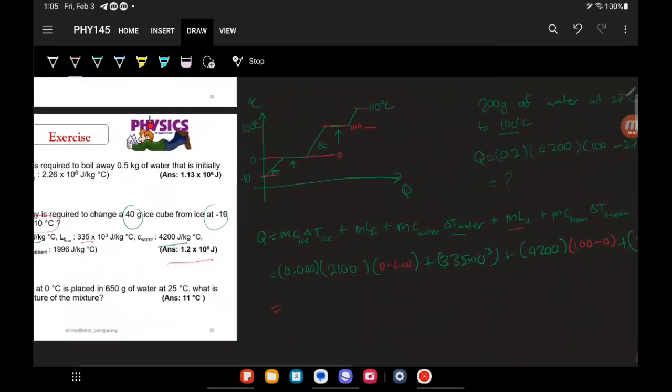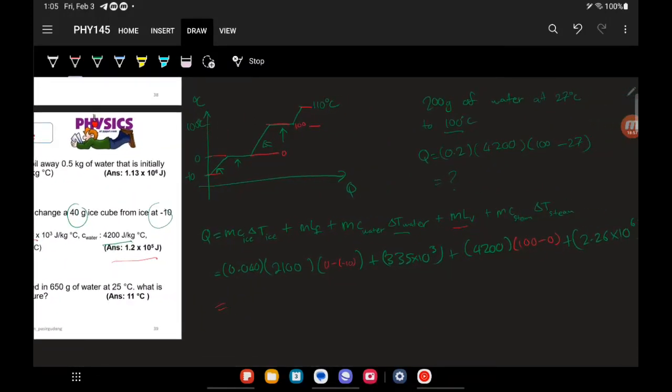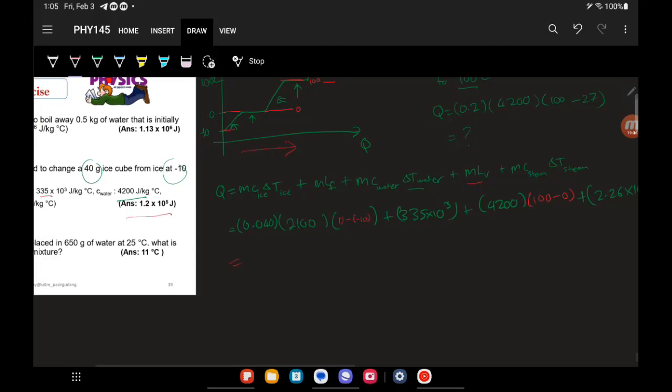If you look here, the reason we add up all these terms is due to the direction of the increase of Q. But if I were to do the same thing in reverse, eventually you would get the same answer. You can do it after this. You should get the answer 1.2 times 10 to the power of 5. Try to put in all the numbers and do it again.